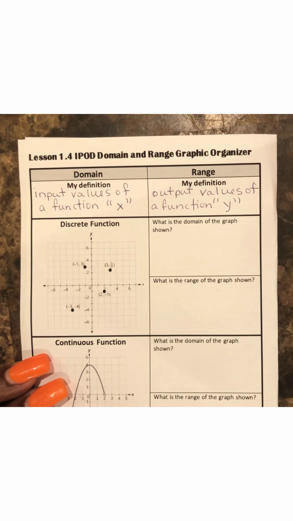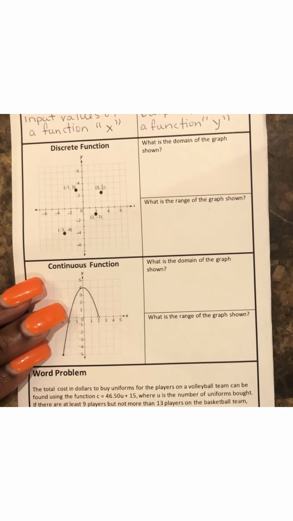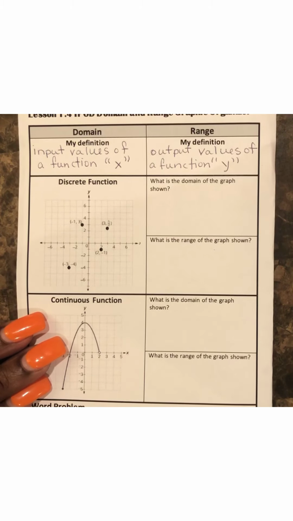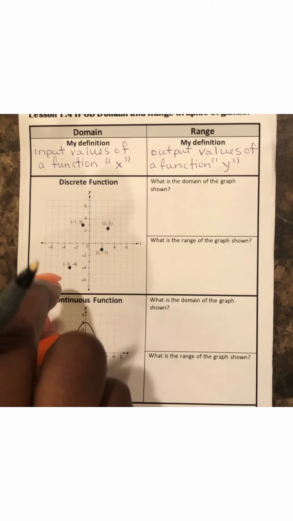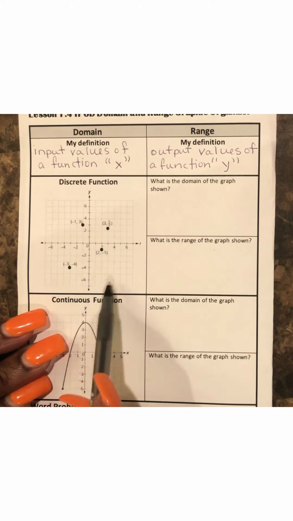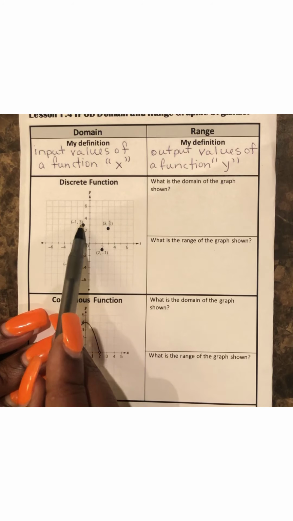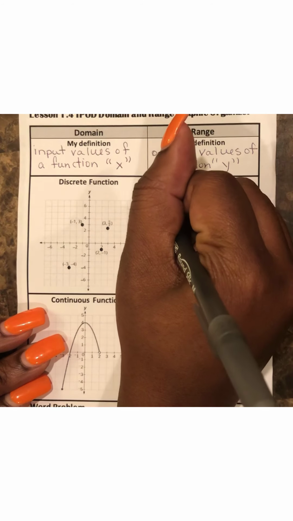So today, we are going to locate the domain and the range of a discrete function, a continuous function, and a word problem. Let's take a look at a discrete function. Discrete. Anything discrete can be counted. And we could count the points on this graph as 1, 2, 3, 4 points. That represents a discrete function.